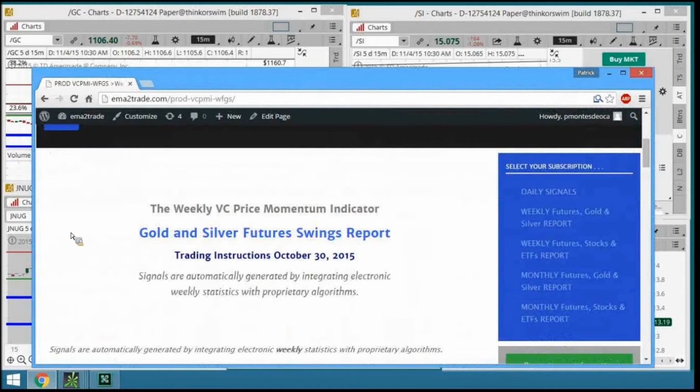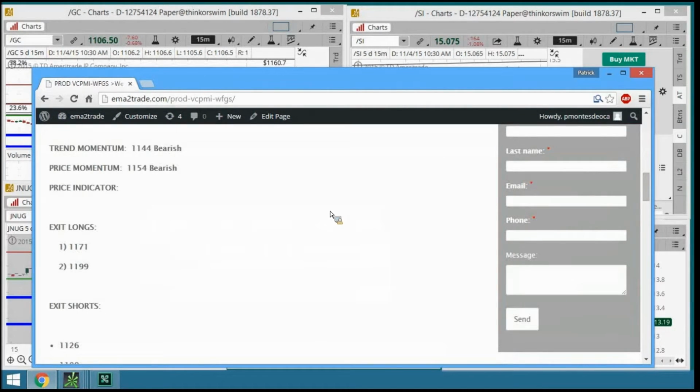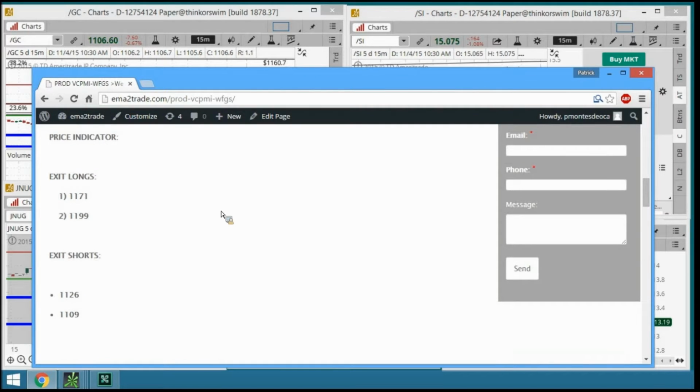Every Saturday, I publish a report called the Weekly VC Price Momentum Indicator for gold and silver, for stocks, futures, and ETFs as well. And this report, which was published on October the 30th, basically gives us the trading signals, levels, algorithms, and pivot points for the coming week.